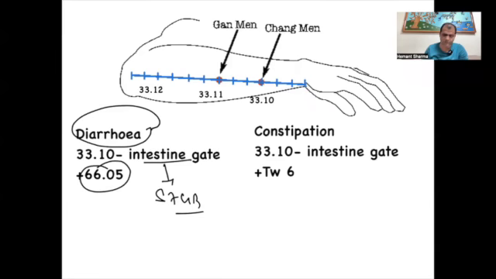Now, if you want to work on the diarrhea, I told you use stomach 43. This is 66.05, which means stomach 43. But if you want to work on the constipation, use it with the triple warmer 6, just as I told you. This PDF will be attached with the course, so you can see there.